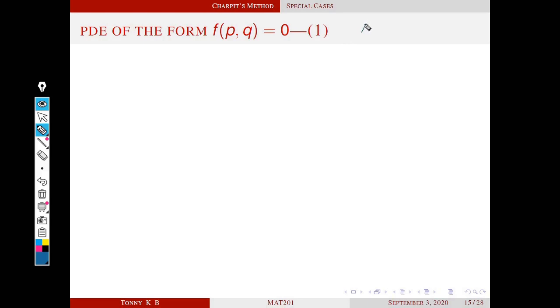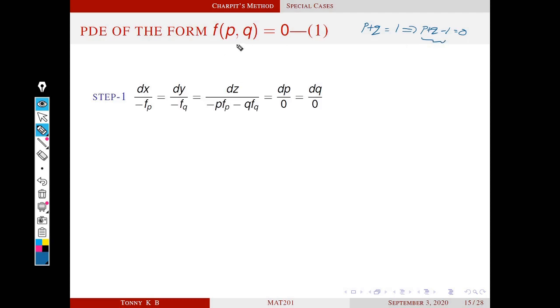For example, p plus q equal to 1. So this is a PDE of this form because you can rewrite this as p plus q minus 1 equal to 0. So the left hand side is a function of p and q. First we write the Charpit's equations corresponding to this given PDE. Then it is clear that f_x, f_y, f_z all are 0, because this equation is independent of x, y, z.